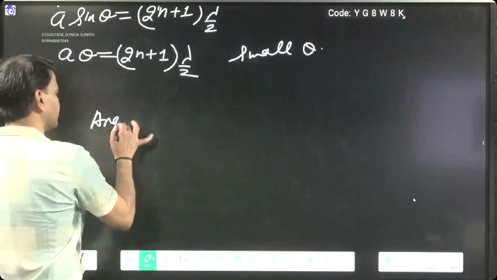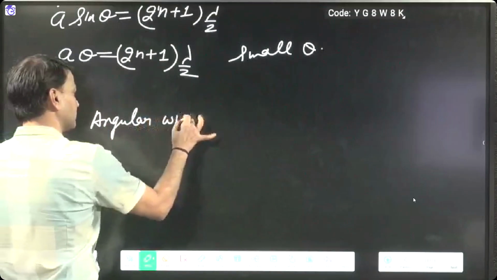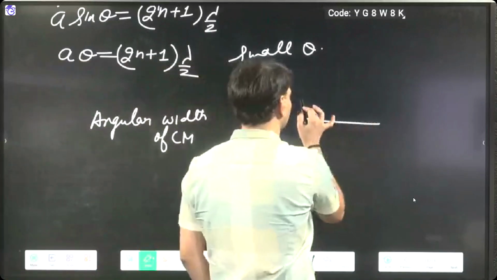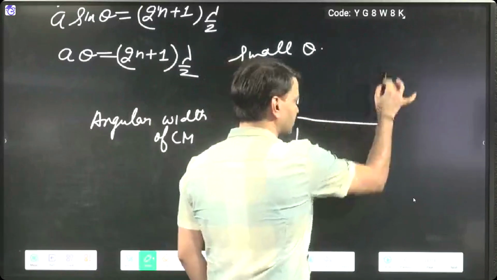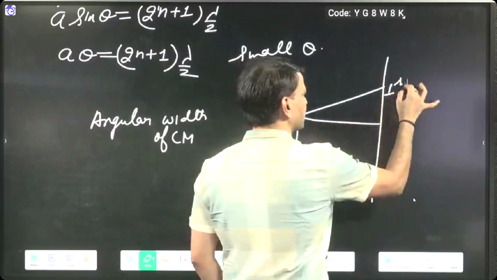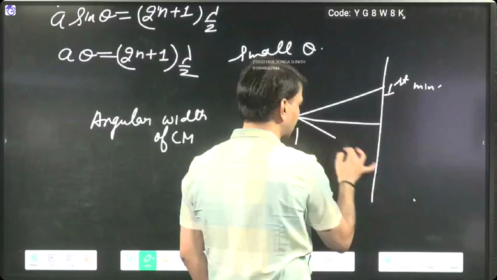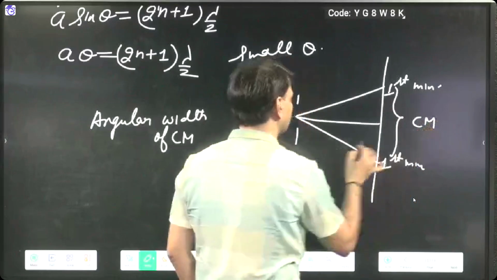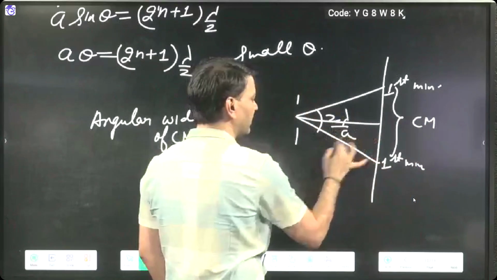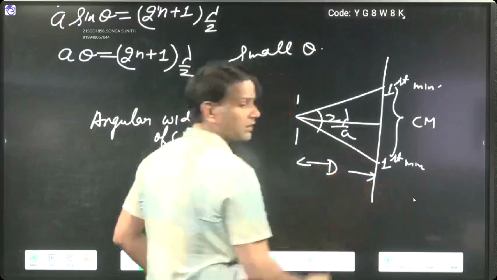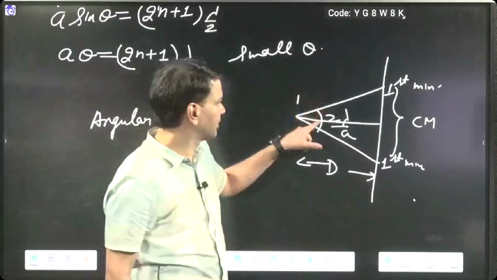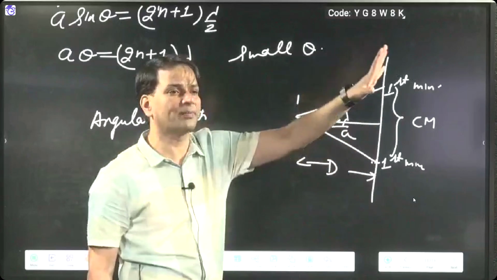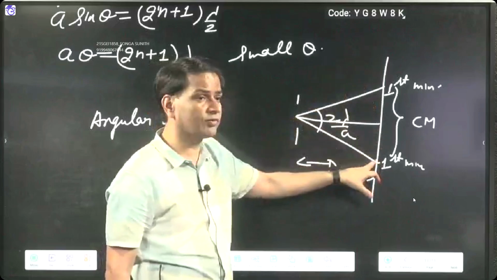Okay. Now what is the angular width of the central maxima? Like this is the screen, this is the slit. Then on the screen we are getting the first minima here, then the first minima here. In between, this is the width of the central maxima. This angle is 2 lambda by a and the distance is capital D. Then the same formula we can use here.